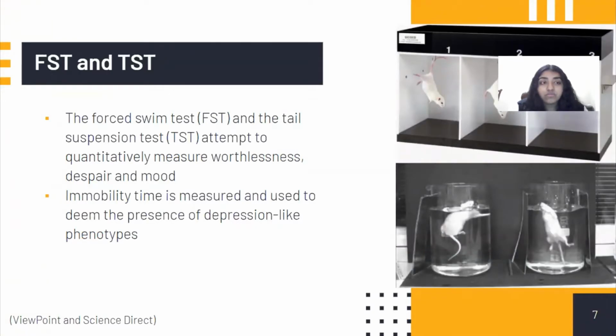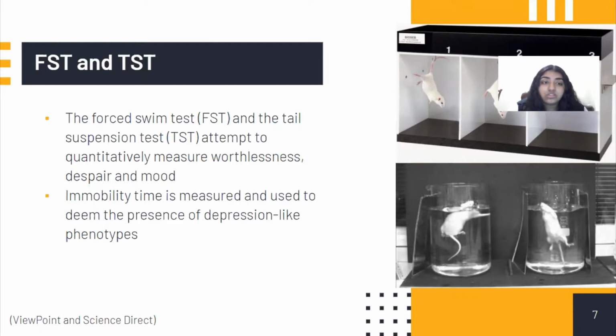Two of the most important and most used behavioral assays of depression are the forced swim test and the tail suspension test, which attempt to quantitatively measure worthlessness, despair, and mood. In the forced swim test, the mice are placed into these inescapable bodies of water, and in the tail suspension test, the mice are hung on their tails and basically elevated and are not able to escape.